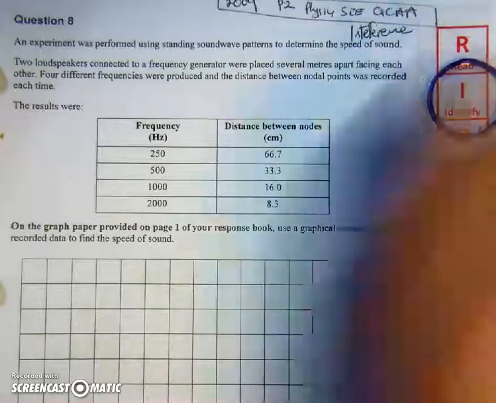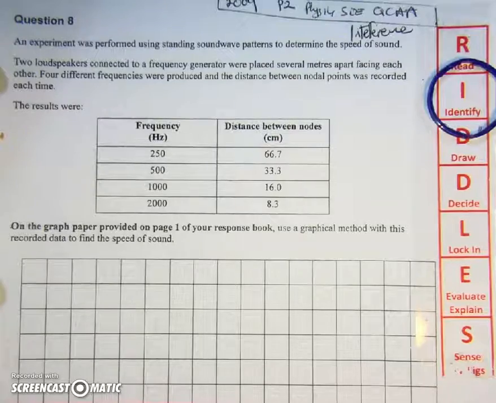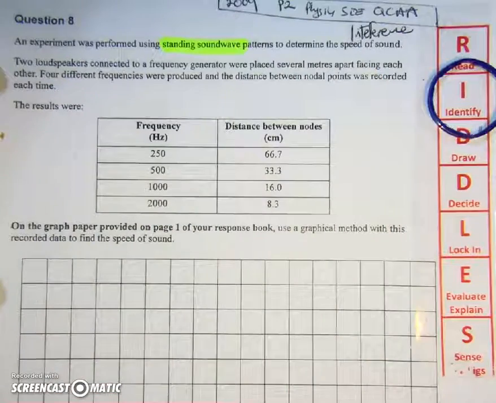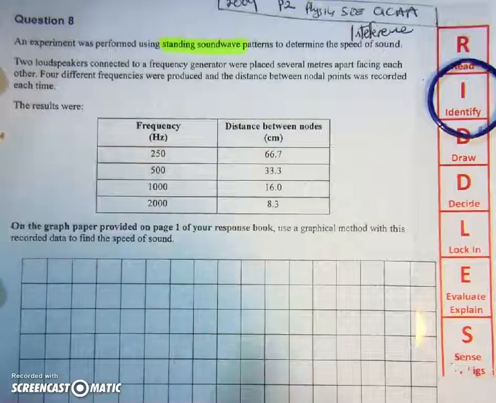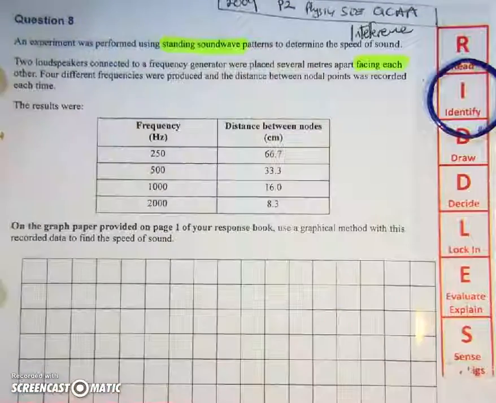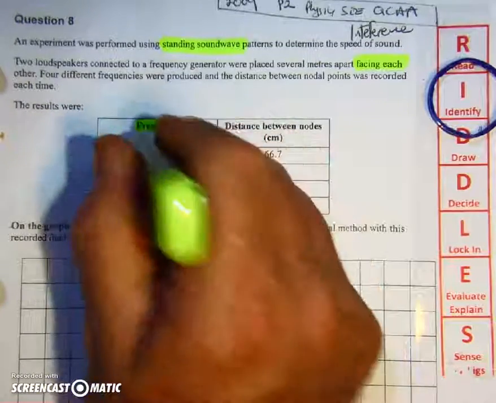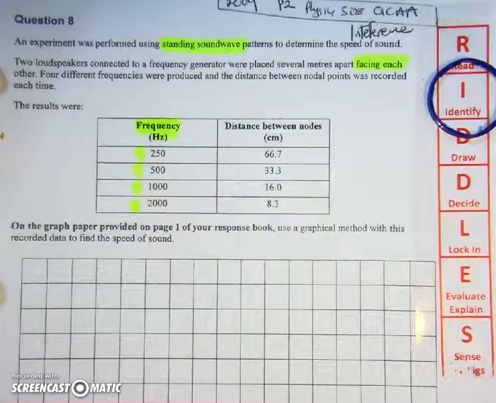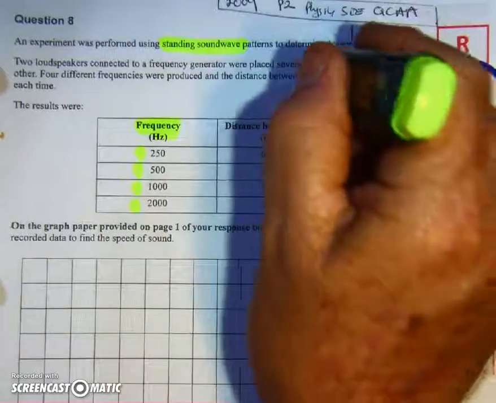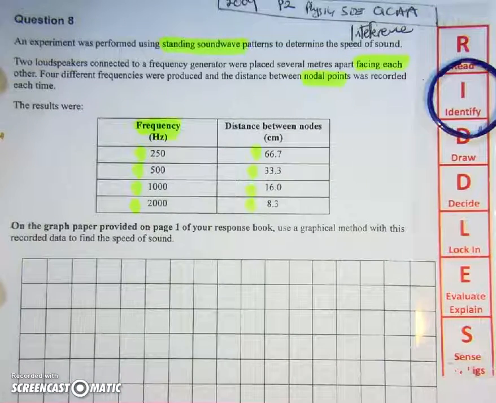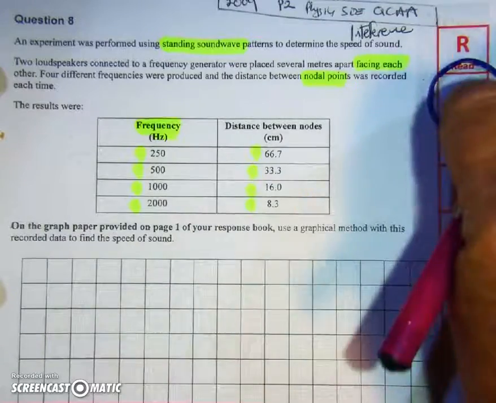Let's go through and identify the important information. We're actually talking about a standing wave pattern. 2 loudspeakers are connected several meters apart, so they're facing each other. 4 different frequencies of sound are produced, so we've got frequencies 1, 2, 3, 4, and the distances between nodal points, nodal points 1, 2, 3, 4, were recorded. There's the results table. First thing we need to do is draw a diagram.